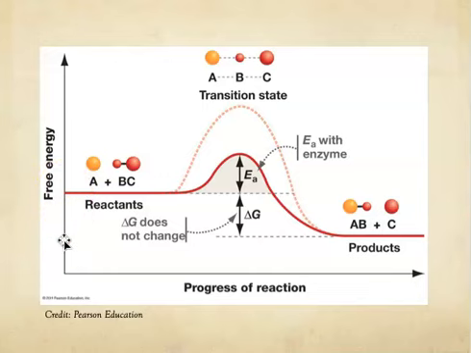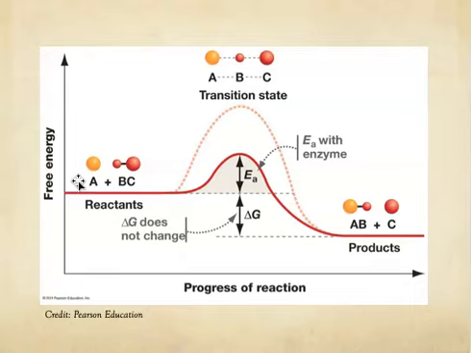In order to calculate delta G, we take the G of the products, this lower number, and we subtract the G of the reactants, this higher number. So for this reaction, delta G is negative. That tells us something. That tells us that this is a reaction that is exergonic and likely spontaneous.